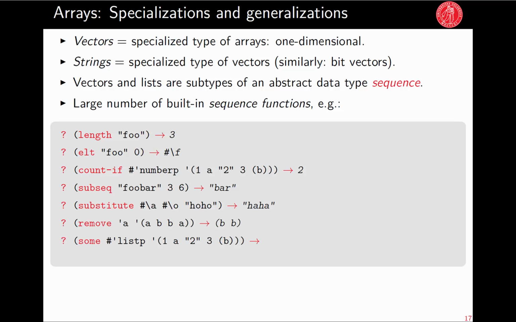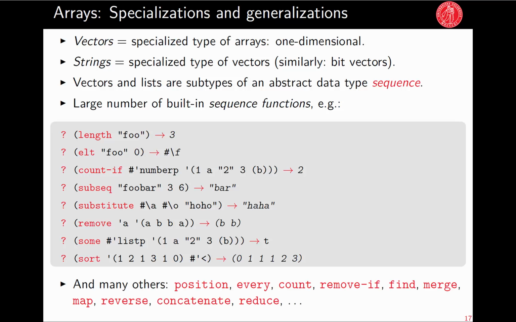There's remove, some to check whether some element satisfies a given predicate. You can do sorting, all sorts of things. And there's a bunch of other ones built in as well: position, every, count, remove-if, and others. So you should at least know that working with sequences is a sort of abstraction, but there exists very extensive support for it in the Common Lisp library.